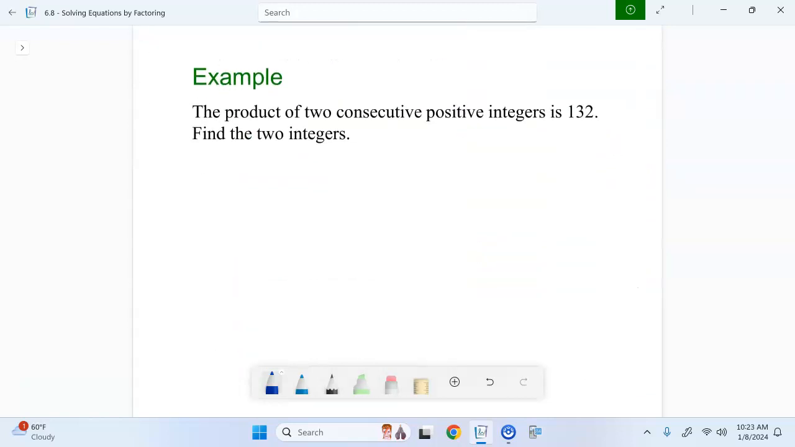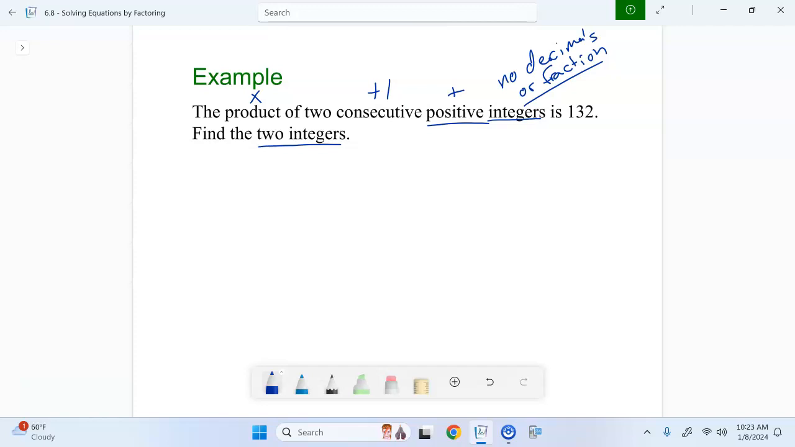Now we have the product of two consecutive positive integers is 132. We want to find those two integers. Product means multiplication. Consecutive means one number after another. So we're just going to add 1 to get consecutive. Positive means that our answer has to be positive. And integers means no decimals or fractions. So we need to consider that when we're looking at our solutions to make sure that we don't pick any negative numbers, we don't pick any decimals, we don't pick any fractions.